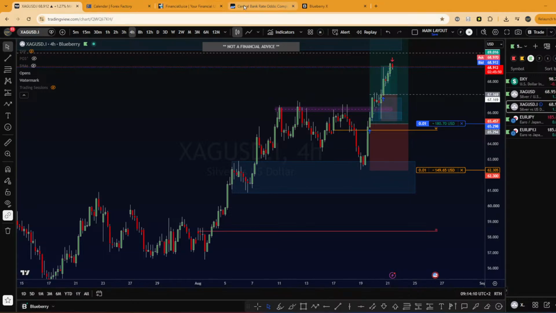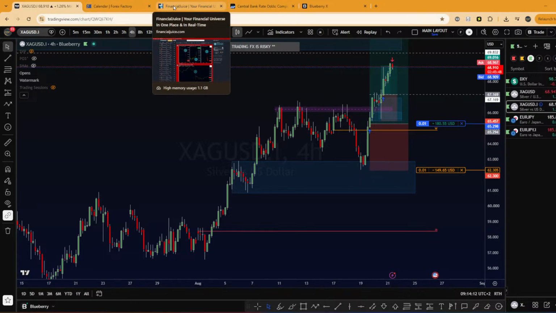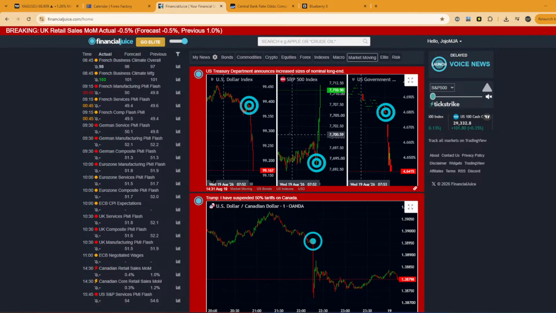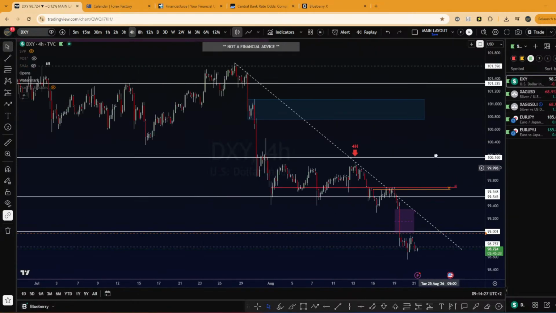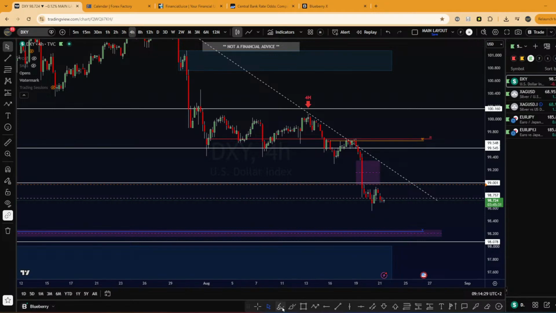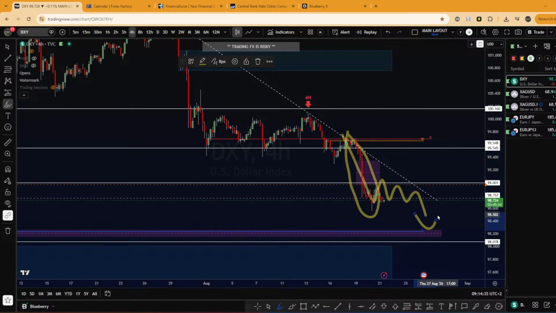Why? Because we had major news during this week. The U.S. Treasury Department announced an increased size of nominal long term. So this intervention of the U.S. Treasury very much weakened the dollar. You see, the dollar started to be weak after this intervention of the U.S. Treasury.